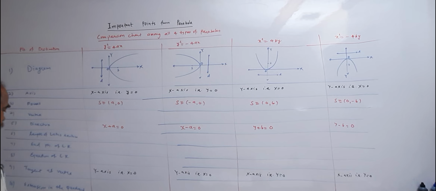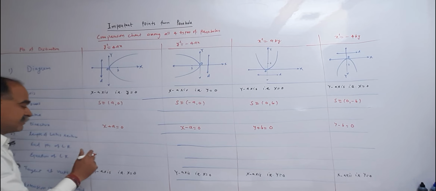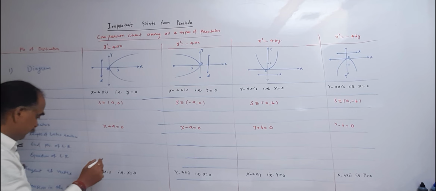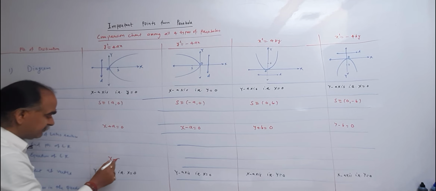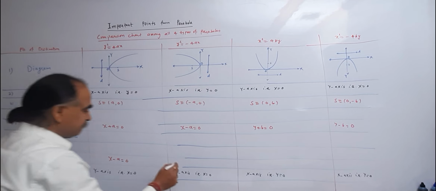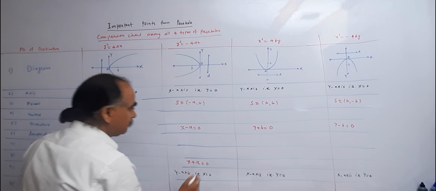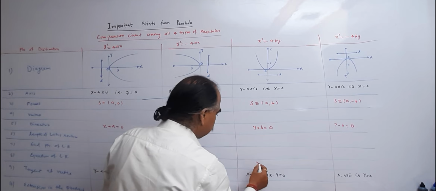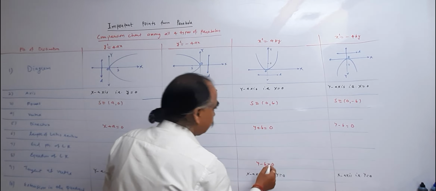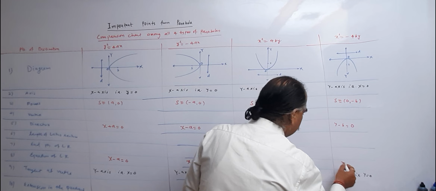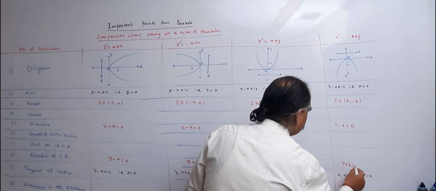And the equation of latus rectum is what? Reverse. X plus a, so it will be what? X minus a. X minus a, so it will be what? X plus a. Y plus b, so it will be what? Y minus b. Y minus b, so it is what? Y plus b is equal to 0.